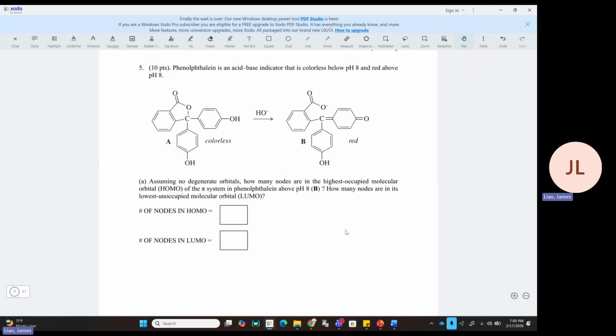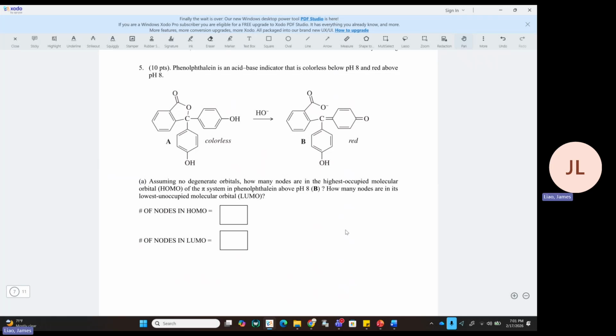So what we're doing is assuming there are no degenerate orbitals, we're trying to figure out how many nodes there are in the highest occupied molecular orbital, or HOMO, or how many nodes are in the lowest unoccupied molecular orbital, or LUMO. So how can I calculate the number of nodes in the highest occupied and the lowest unoccupied? Well, just to get an idea, HOMOs usually have one less node than the LUMO, because those are the electrons that occupy the pi bonds. That's what characterizes HOMO or LUMO.